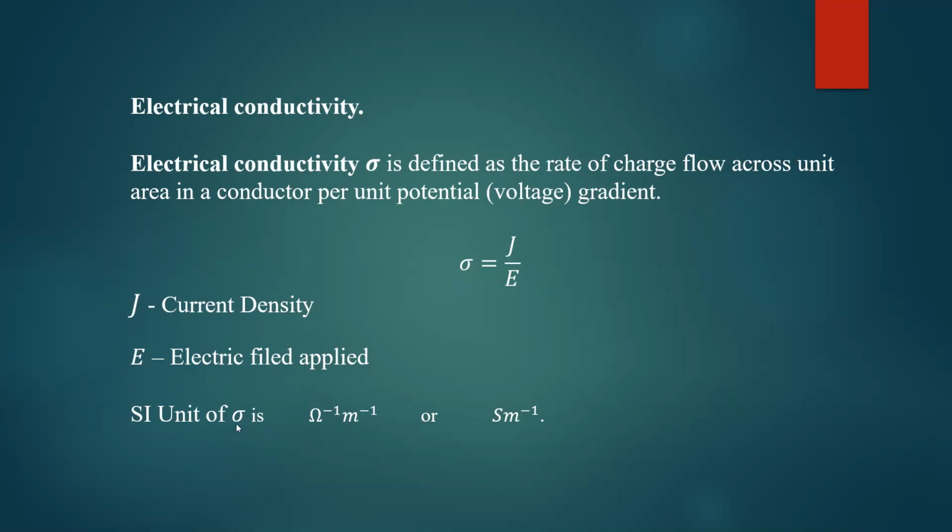What is the unit of electrical conductivity? SI unit of electrical conductivity is ohm to the power minus 1, meter to the power minus 1. Otherwise, mho per meter. It is also represented as Siemens per meter. It is Siemens, not second. It is Siemens per meter. That is the unit of electrical conductivity.